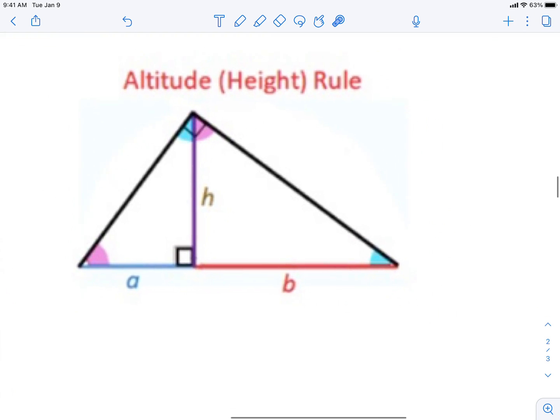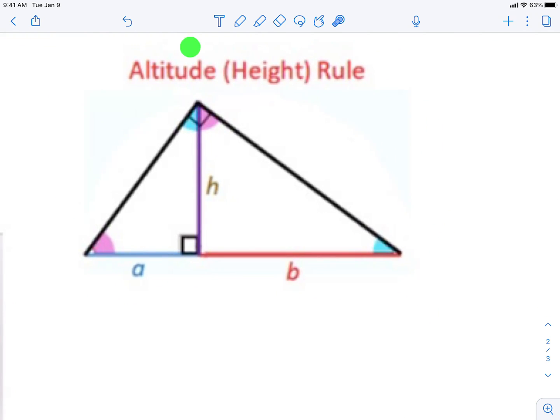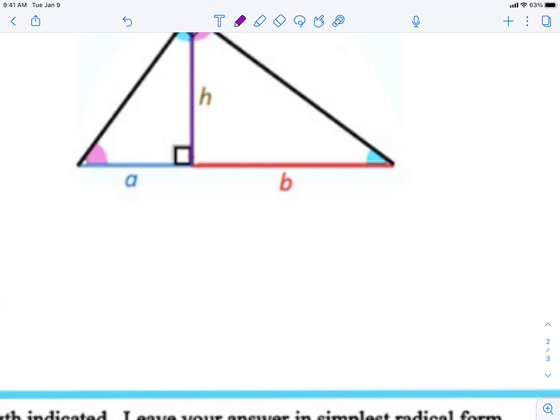The first shortcut we've come up with is called the altitude or height rule. We need three parts there. We need the part that goes from the left to the center here, to the altitude of this triangle, which we call A. It can be any letter, but this one is A. Then from the altitude to the right side is what we call B. And the altitude, the height, is called H. So this is the special shortcut right here.